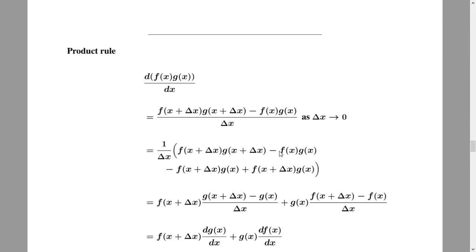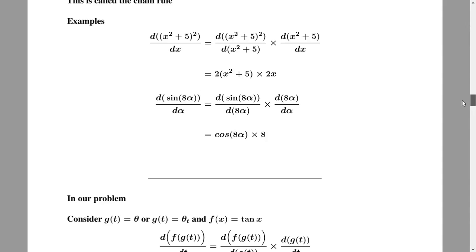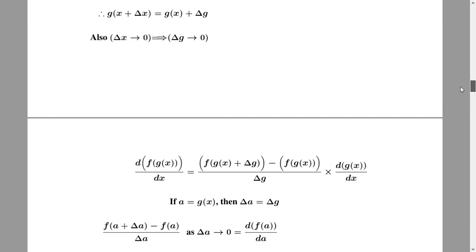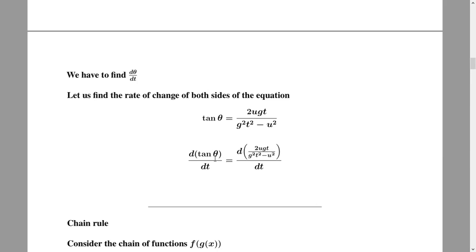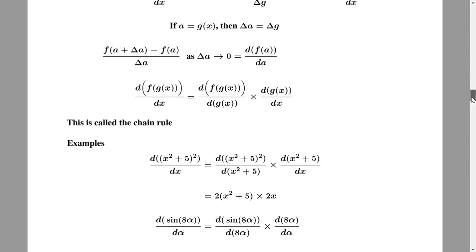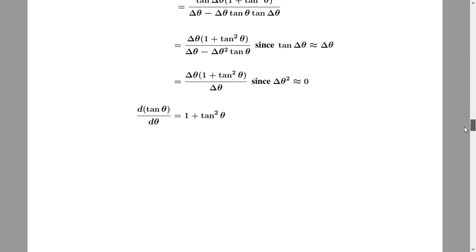Now we are left with finding out the derivative of tan theta with respect to t, this derivative. And for that we need to find this. For that, let's learn about a couple of rules, the product rule and the quotient rule. We will only be using the quotient rule, but let's also learn about the product rule.